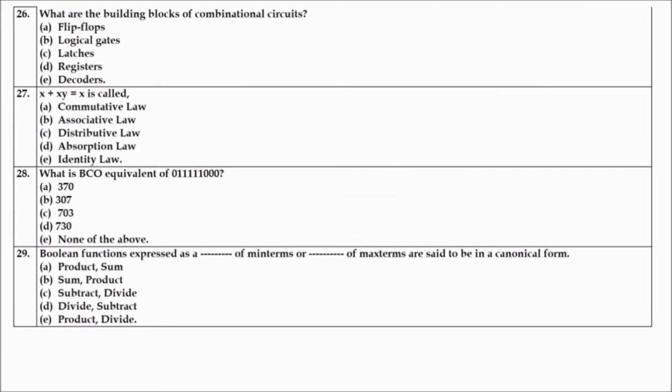Okay. Next is, what are the building blocks of combinational circuits? These are the options for you. The answer is logic gates. Logic gates are the building blocks of combinational circuits, whereas flip-flops are combinations of logic gates.